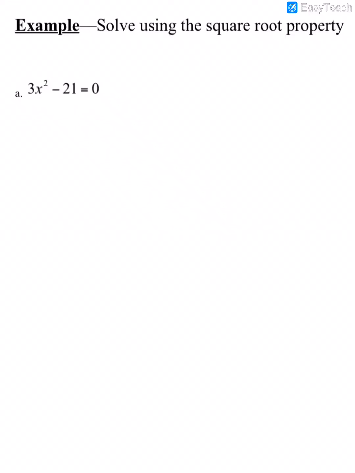So if we look at this quadratic equation, what is being squared? If you said 3x, that's not right. If it looked like this, then the 3x would be squared. But we don't see any parentheses, so the only thing that's being squared is the x. So we need to get everything else over to the other side of the equation. So first I'm going to add 21.